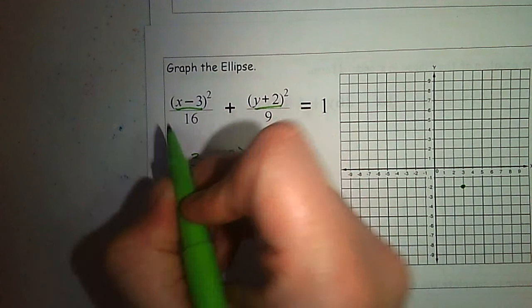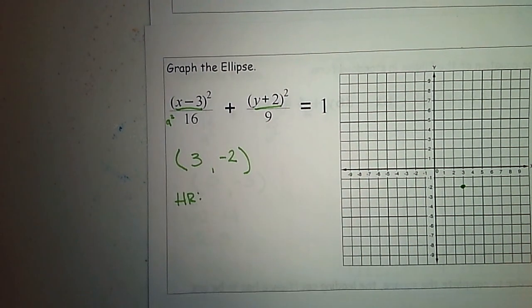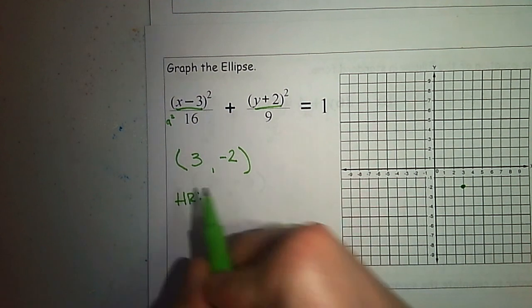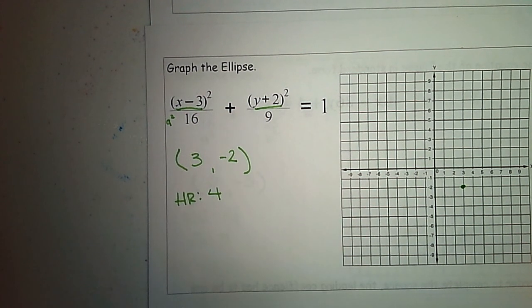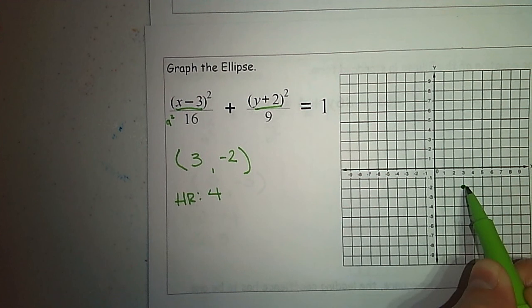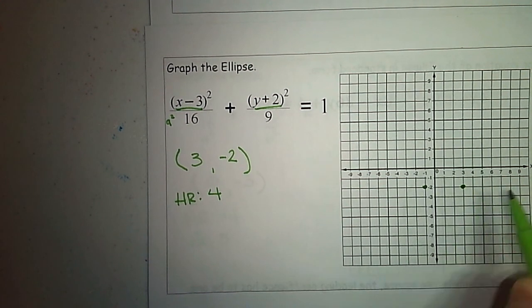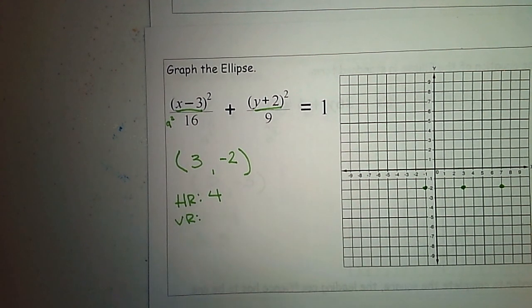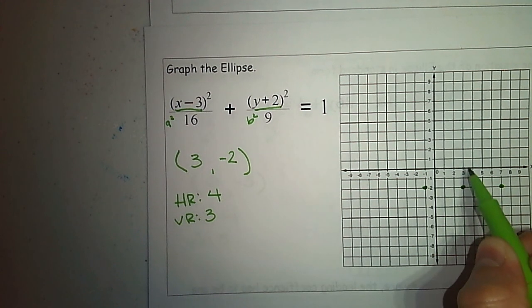My horizontal radius, since a squared equals 16, that means my horizontal radius is going to be 4, which again means I need to be able to go left or right 4. My vertical radius, if b squared equals 9, that means b is going to be 3. So my vertical radius is 3, which again means I need to be able to go up and down 3.